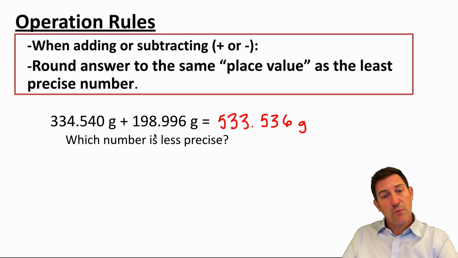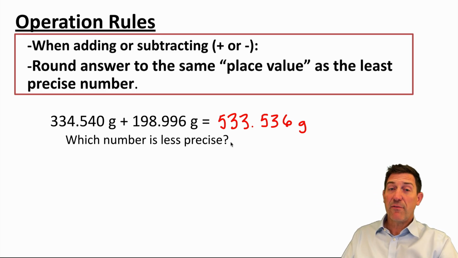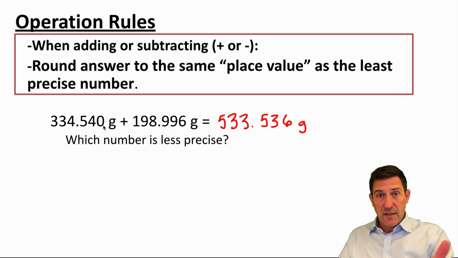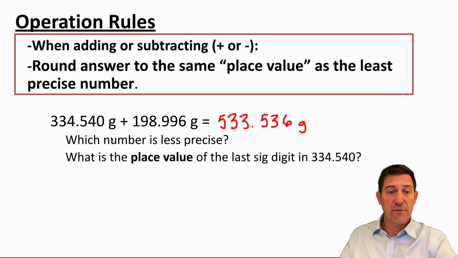Okay, then this one over here, it's got 3 significant digits after the decimal, which means that 6 is in the tenths, hundredths, thousandths place. So which number is less precise? Well, we have to be careful with this one because it turns out they have the same precision. They both go down to the thousandth place, or 3 places after the decimal.